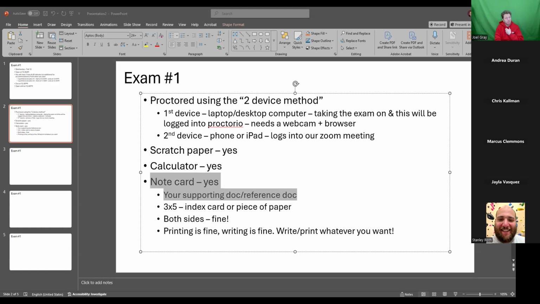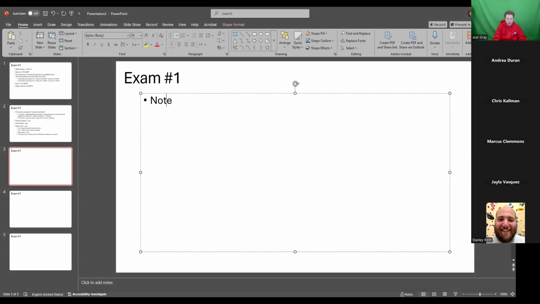In terms of my opinion, what are things that would be worthwhile to write on? I'm going to go down here. I'm going to call this note card coaching.